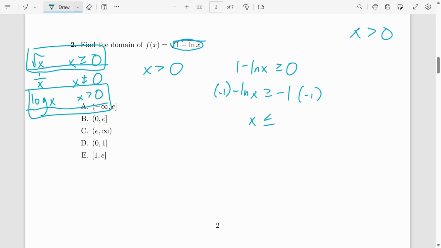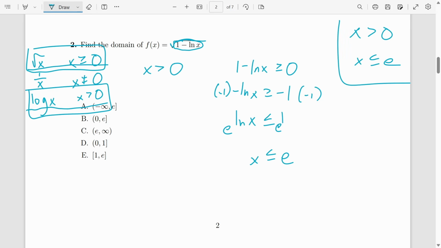So now we have ln of x is less than or equal to positive 1. Now to get rid of this ln of x, we can put e's down here. So this is now e to the ln x is less than or equal to e to the 1. What this does on the left is get rid of the e and the ln, and we're just going to be left with x. So this is going to become x is less than or equal to e. So that is our second restriction. Whoop, I messed that up. x is less than or equal to e.